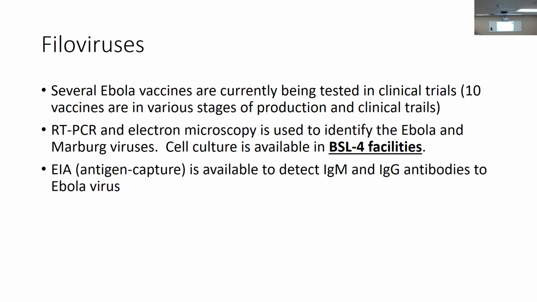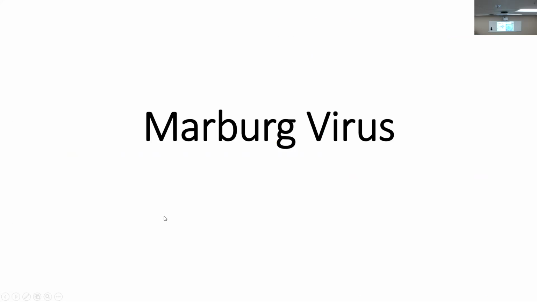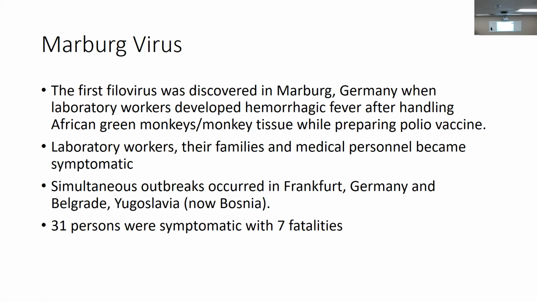Again, Ebola is a BSL-4 facility. It means you're going to have to, you know, suit up, we'll put it that way. So here's the Marburg, and this is that filamentous look to it, curls up like a worm. We got Marburg, probably one of those uncommonly called viruses. I mean, you may not have heard of this one. Again, it was discovered in Marburg, Germany. Well, the first filovirus was discovered there when a laboratory worker developed a hemorrhagic fever after handling African green monkey tissue while preparing the polio vaccine.